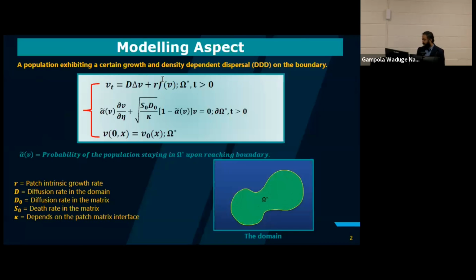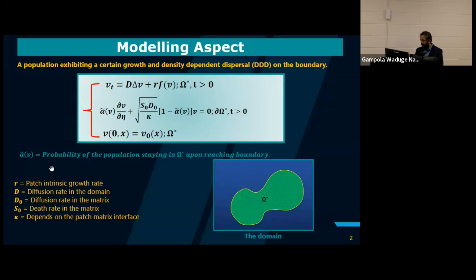First, I want to talk about the modeling aspect of our problem. Basically, we have a habitat, omega star, in which a certain population is living, which is surrounded by a hostile region, which is what we call the matrix. In this model, D is the diffusion rate, R is the intrinsic growth rate of the patch. Patch is our domain. And this alpha tilde of V is the probability of the population staying inside the domain upon reaching the boundary. And this composite parameter is a parameter related to the hostility of the matrix.